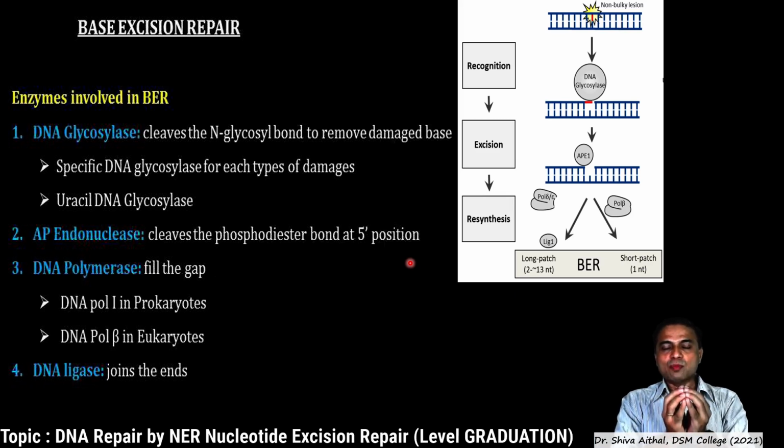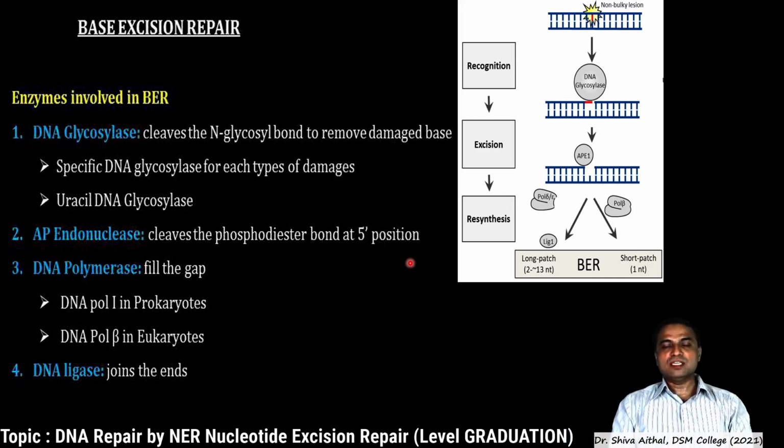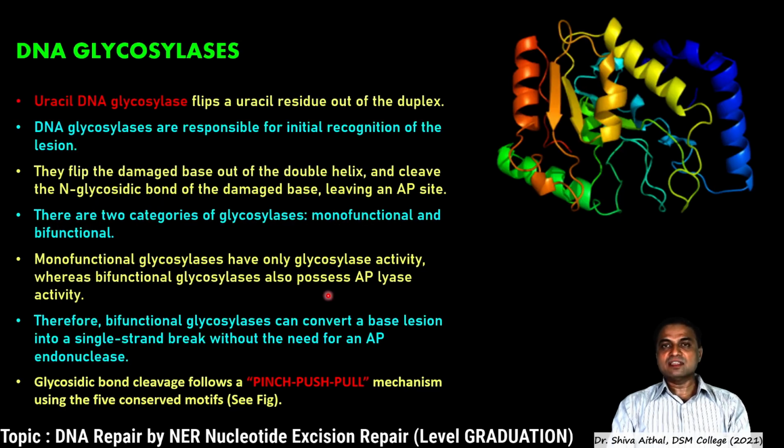Only one abnormal base has to be removed, and at that point a fresh, correct base has to be added, which will be done by polymerase 1 in prokaryotes and by DNA polymerase beta in eukaryotes. DNA ligase in the end will seal the gap. So this DNA glycosylase, the uracil DNA glycosylase, was discovered and got a Nobel Prize.